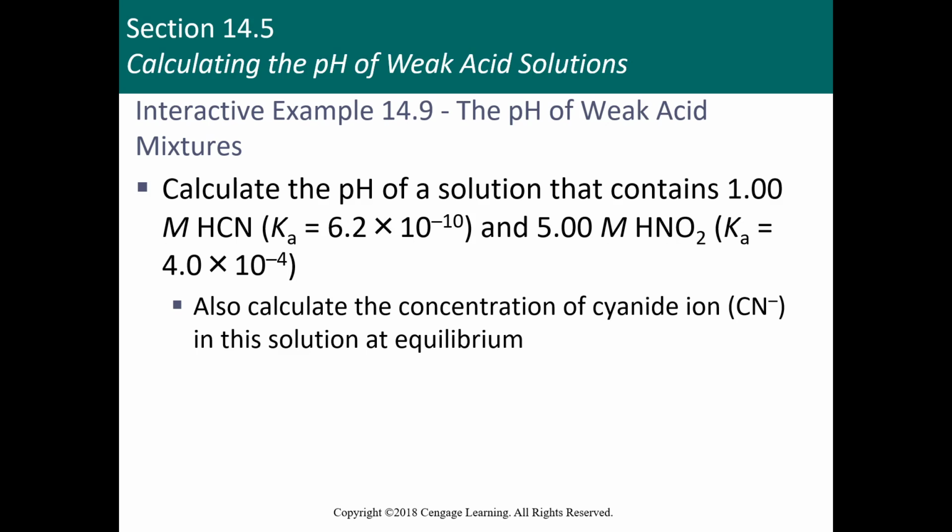Calculate the pH of a solution that contains 1 molarity of HCN, Ka is 6.2 times 10 to the negative 10, and 5 molarity of HNO2, which has a Ka equal to 4.0 times 10 to the negative 4. Also calculate the concentration of cyanide ion, CN minus, in this solution at equilibrium. So we have HCN and we have HNO2 here.